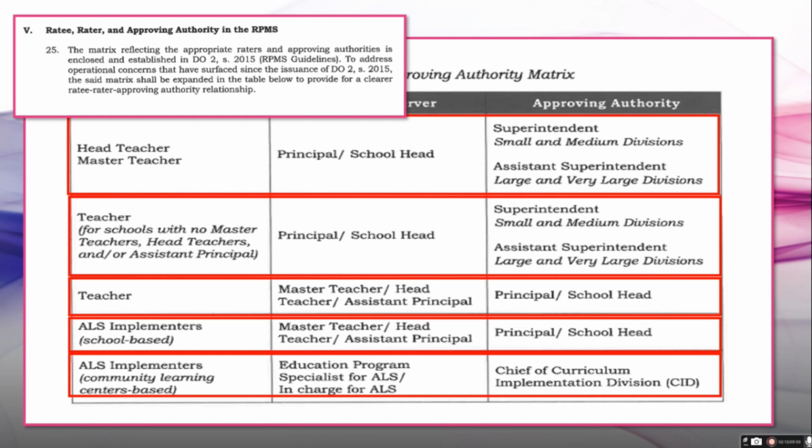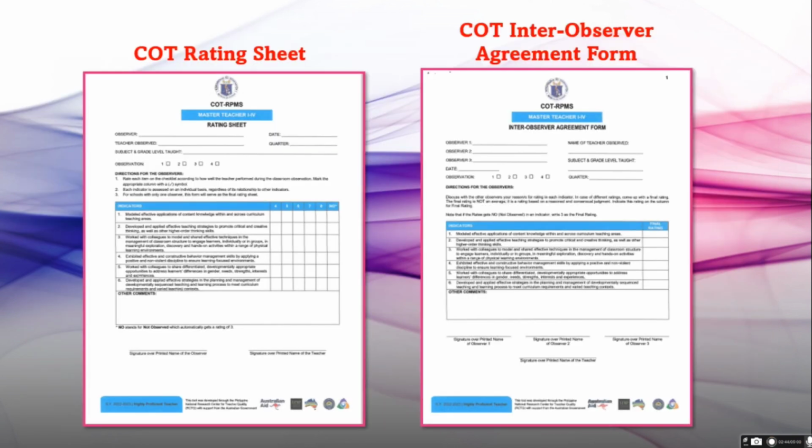Sabi sa DepEd Memorandum, the matrix reflecting the appropriate raters and approving authorities is enclosed and established in DepEd Order Number 2, Series of 2015, or the RPMS Guidelines, to address operational concerns that have surfaced since the issuance of DepEd Order Number 2, Series of 2015. The said matrix shall be expanded in the table below to provide for a clearer rater approving authority relationship.